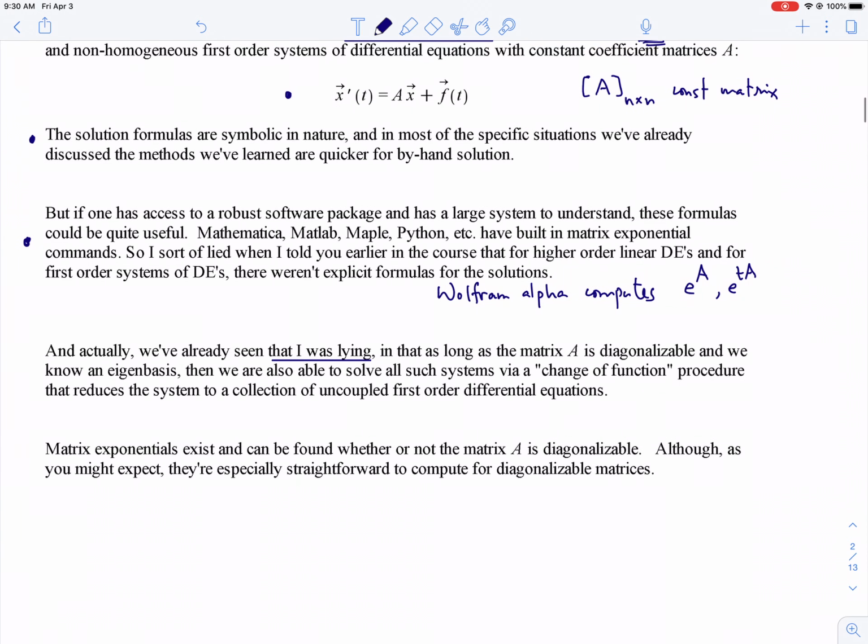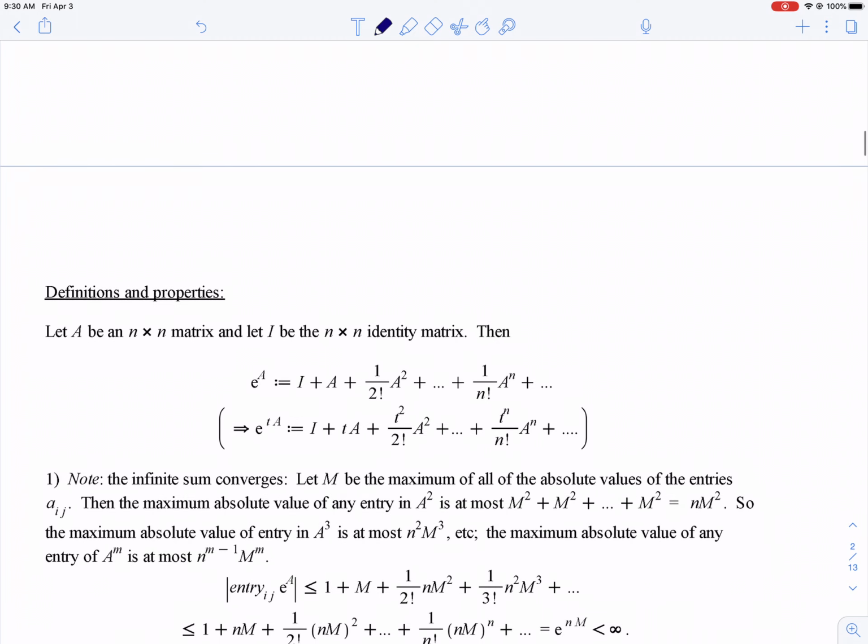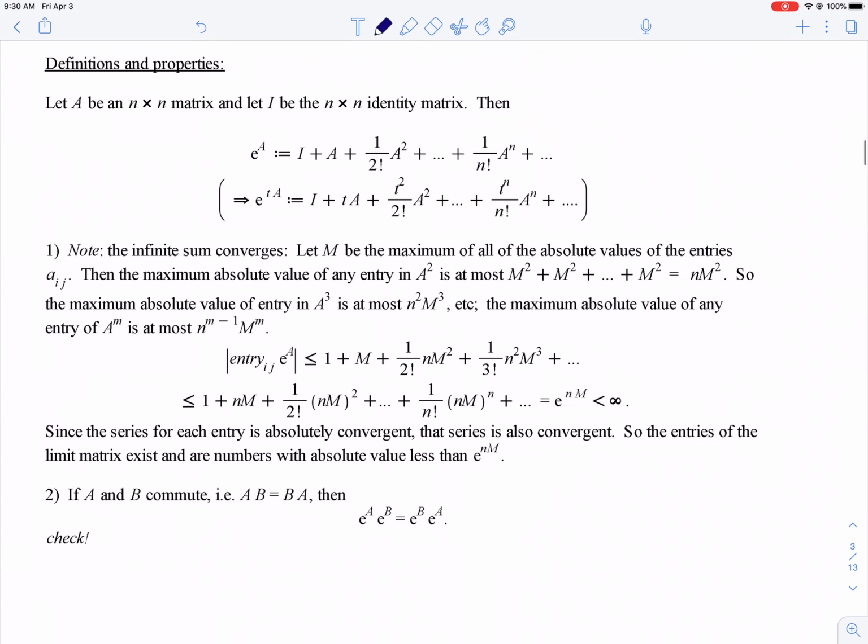All right, now matrix exponentials are defined for every square matrix, regardless of whether the matrix is diagonalizable or not. As you might expect, for diagonalizable matrices they'll be easier to find. Okay, well, if you were thinking about how to define e to the A, one possible, and probably the only thing you could think of, would be, let's just use the same power series that we used for e to the t.